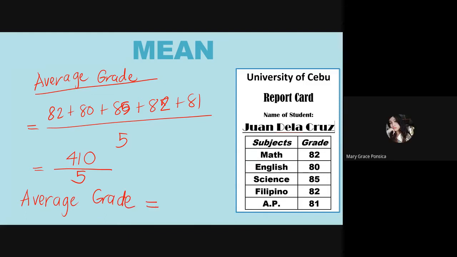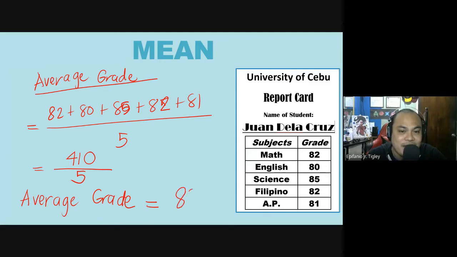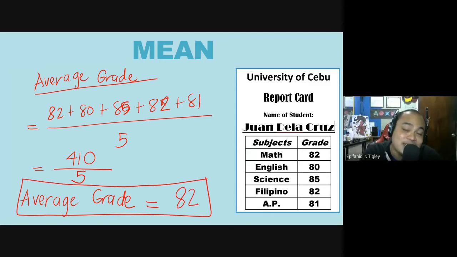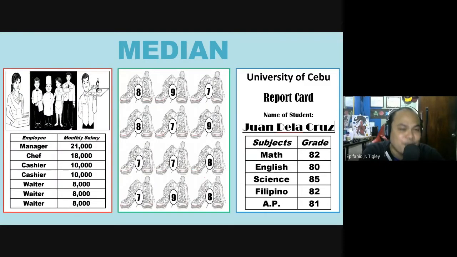What is 482? The average grade is 82. Okay? So that is the mean. Now, let's go back to the pictures. Okay, na niha, ang gigamit na ko sa report card, mean. So this is already okay.